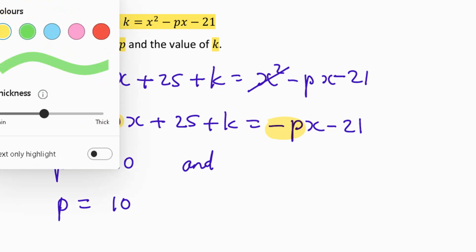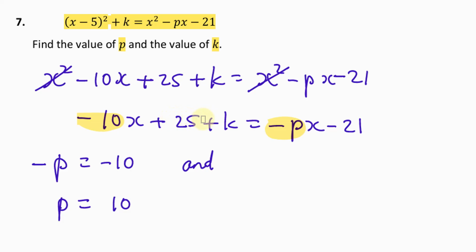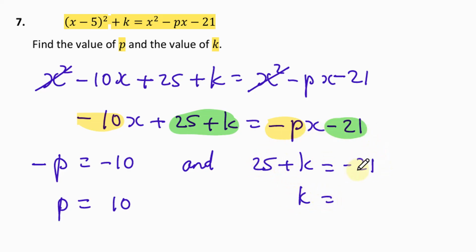So the constant on the left-hand side, in other words, the term or terms without x in it on the left-hand side, is 25 plus k. And on the right-hand side, the constant is negative 21. So the constant on the left-hand side must also equal the constant on the right-hand side. So 25 plus k must equal negative 21. And we can solve for k. We can take the 25 to the right-hand side. So negative 21 minus 25 will give us negative 46.